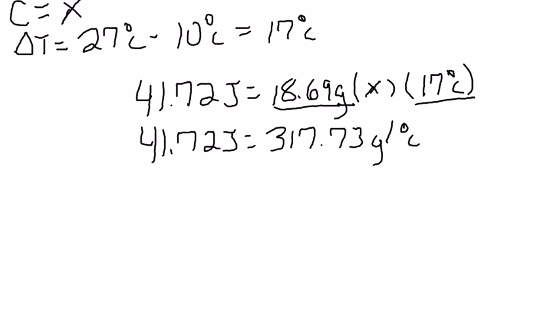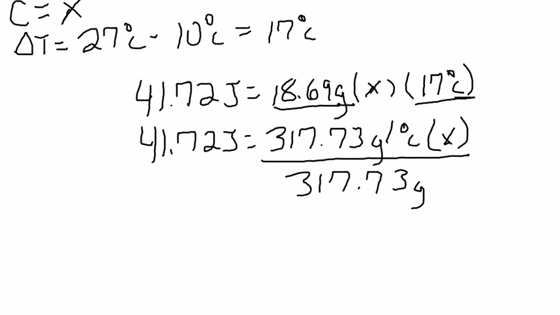Notice with our units, we have a gram and we have degrees Celsius. We obviously cannot get rid of those terms since they're not like, so we must carry them down. So for right now, we're going to end in grams per degrees Celsius and then carry our X down in parentheses. Now, our next step is to divide using basic algebra. We need to get X by itself, so we're going to divide both sides by 317.73 grams per degrees Celsius.